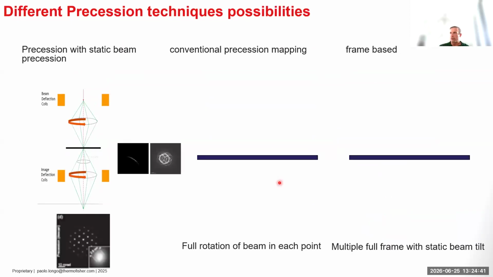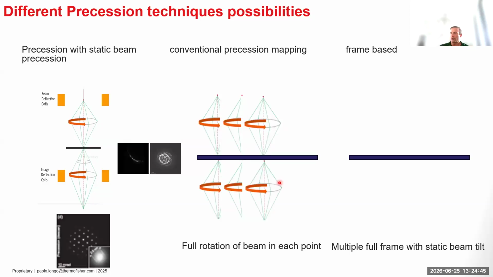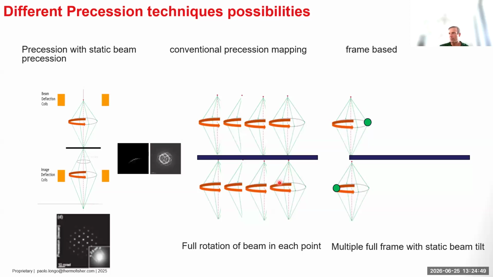Okay, so let me show you these two examples here. Normally we have a conventional precession where you precess the beam at each pixel, and then you move on to the next pixel.